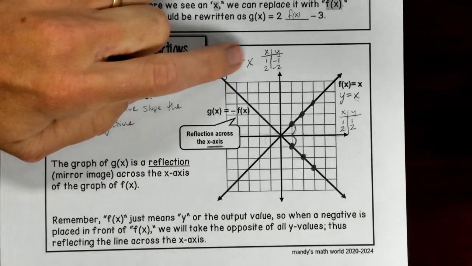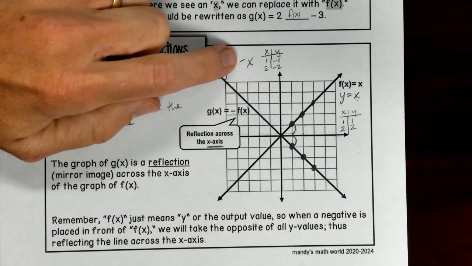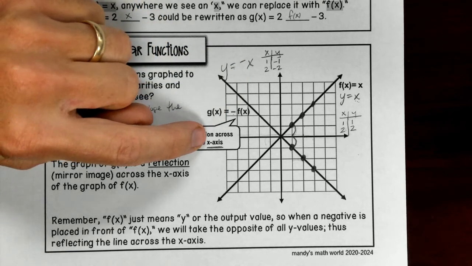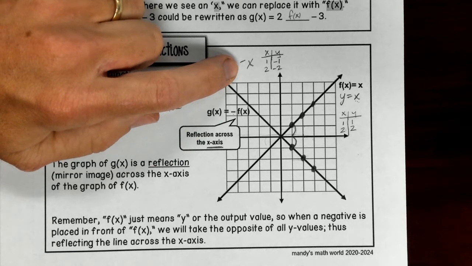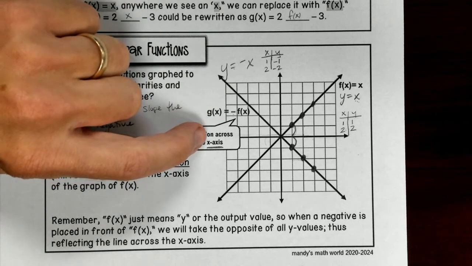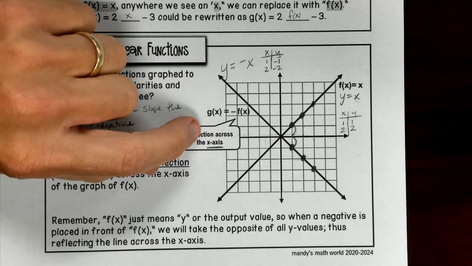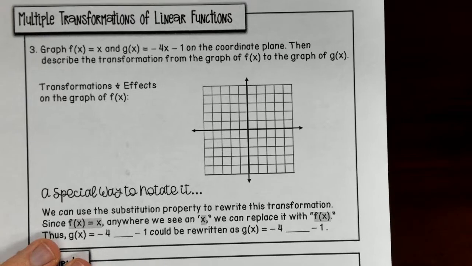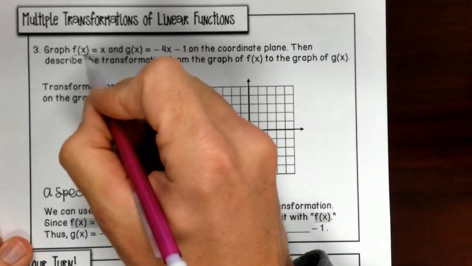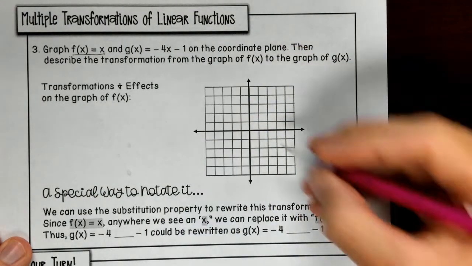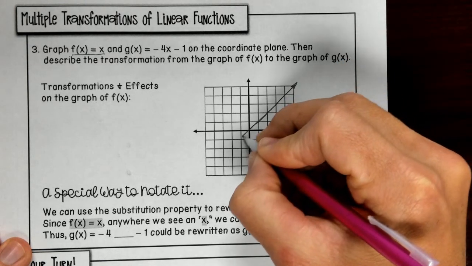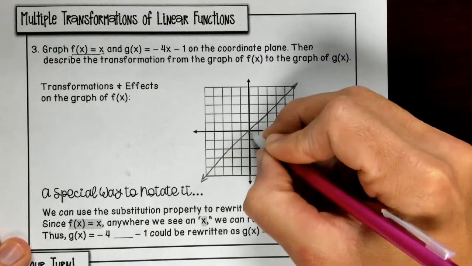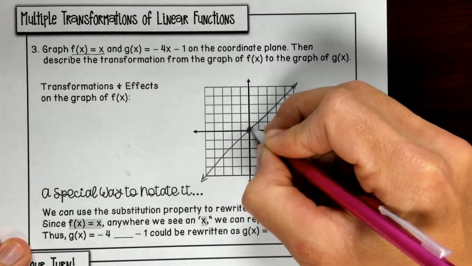When I put a negative in front of my function, it reflects across the x-axis. Okay, so last page. Here we go. Multiple transformations. I'm going to graph my parent function, which again is f of x or y equals x. We know that it's got a slope of 1. We know that it has a y-intercept at 0, 0.